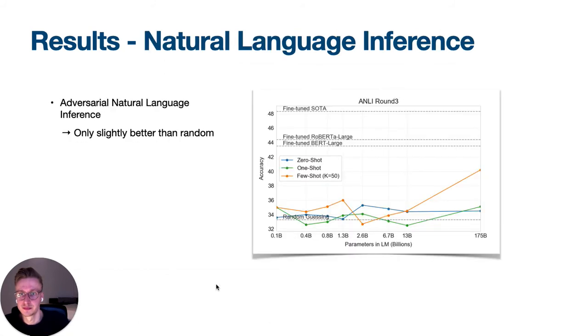Next up, and the last evaluation before the additional tasks that I want to talk about, is the natural language inference task. They tested it on the Adversarial Natural Language Inference dataset, which tests the ability of a model to understand if one sentence implies another sentence. And the ANLI has 3 rounds, and we can see the result for the third one here on the right. And we can see that GPT-3 is only slightly better than random. So it has a super low performance on this task.